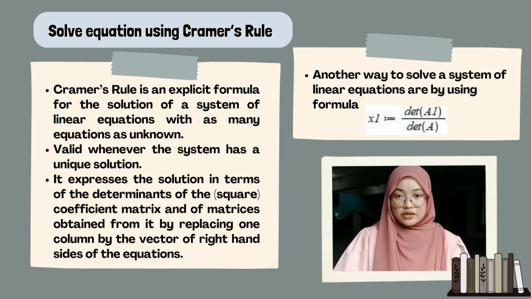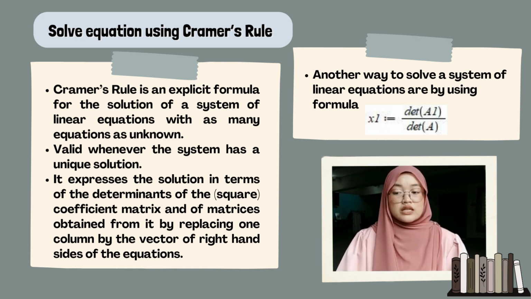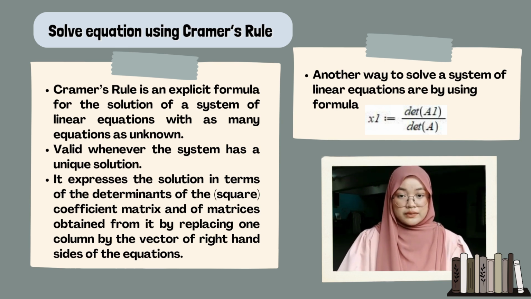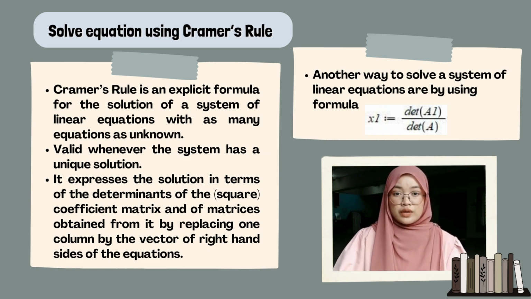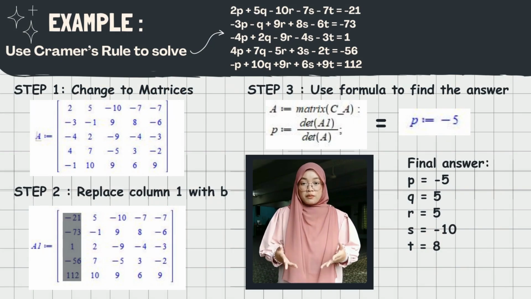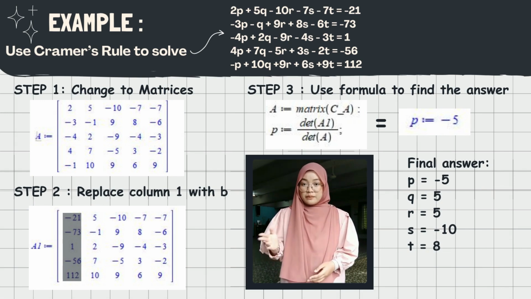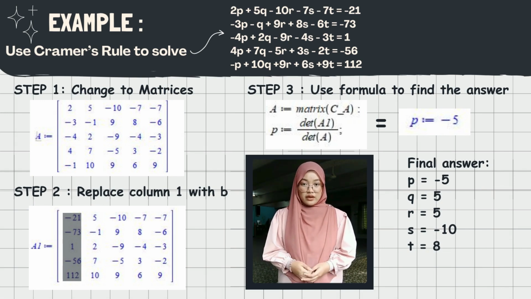Another way to solve with Cramer's rule is by using a formula. The formula is x1 equals determinant of A1 over determinant of A. I will explain more with the next example. Next, for more understanding, I will explain the sample question and I will answer it for you. The question says, use Cramer's rule to solve the given system of linear equations.